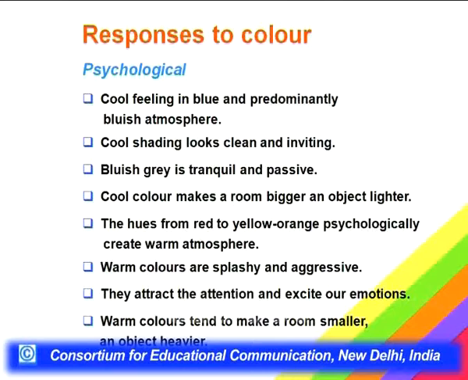The hues from red and yellow-orange psychologically create a warm atmosphere. That's why in the summer season, you want to have the room painted light red, or the curtains in red colors, or the carpet in red, that gives you the feeling of warmness.